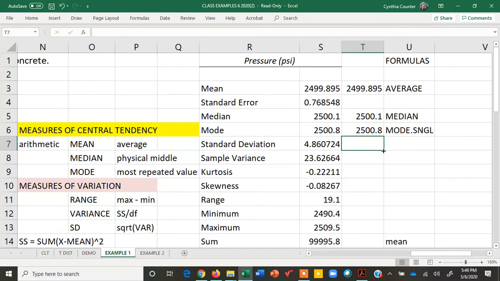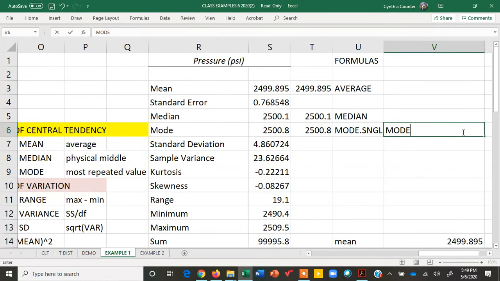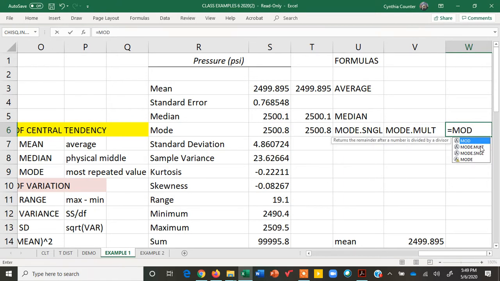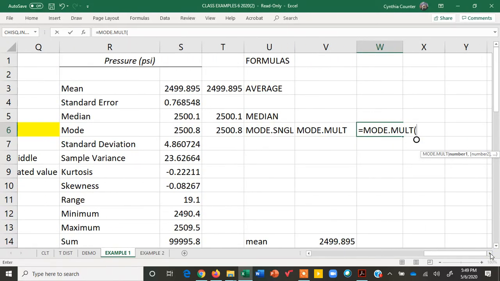But what if there were more than one mode and you wanted to find them all? You would use mode Mult. So over here, equals, start typing mode, and you see here there's that mode Mult. This would tell you if there were more than one mode. We know on ours there is not, so I'll show you what that looks like. A1 to A41. Now if I hit enter, there it is, there's only one.